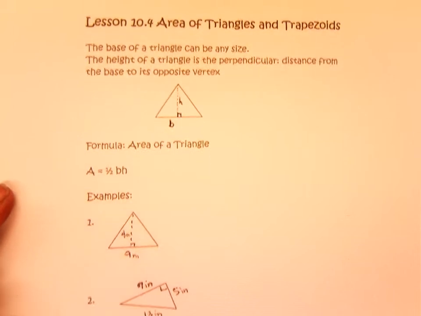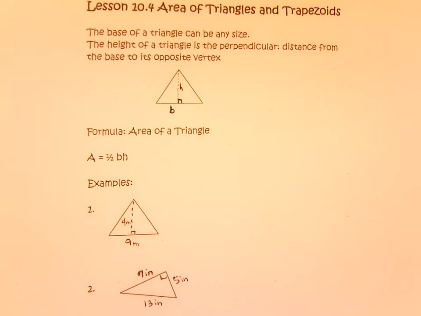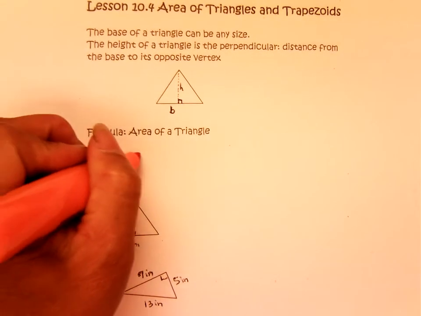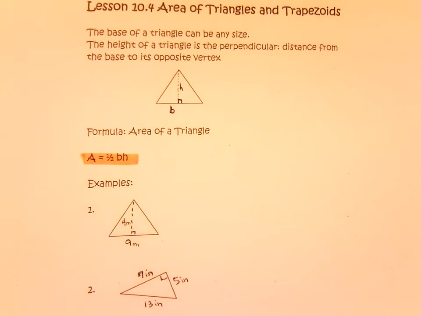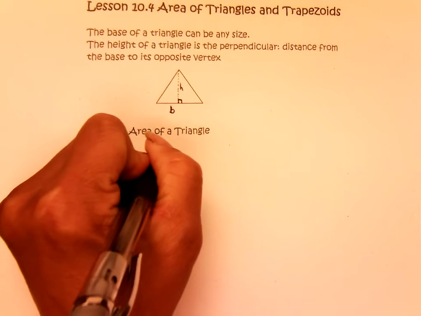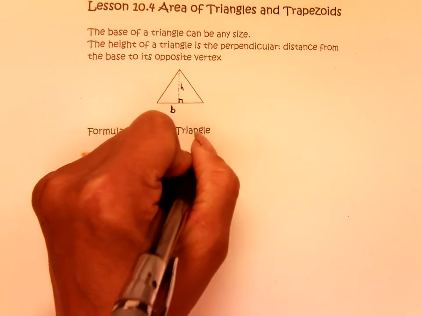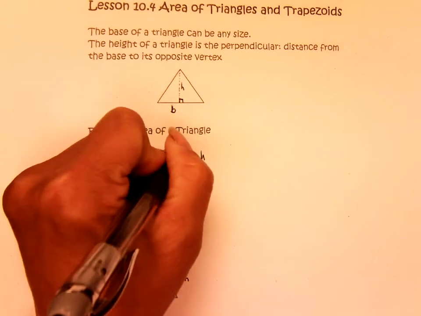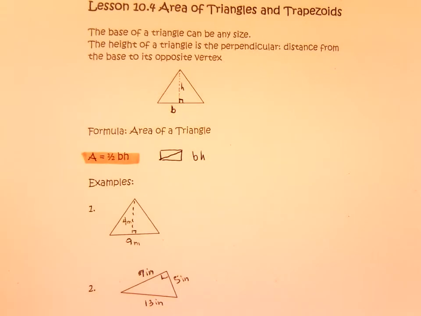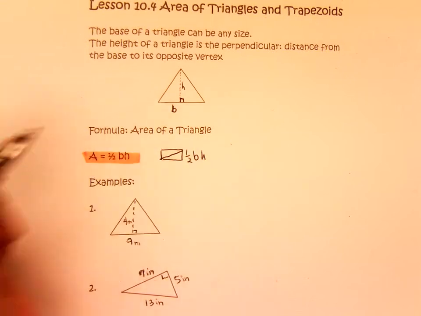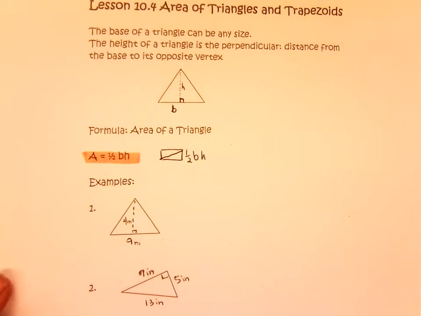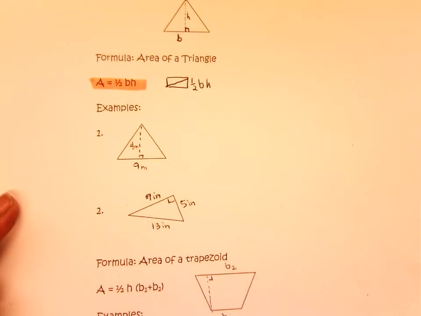So the formula for a triangle. Now we have another formula: A is equal to 1/2 BH. Remember that we had said that a parallelogram is BH. So if you cut the parallelogram in half, that's where you get the 1/2 BH.